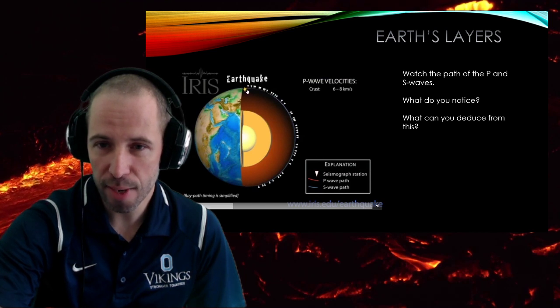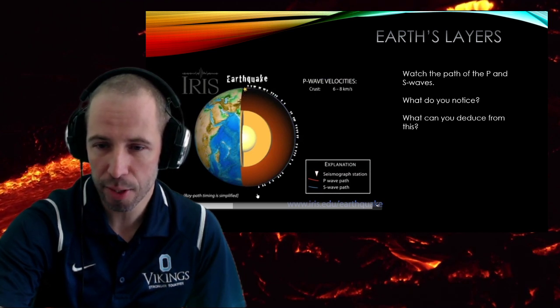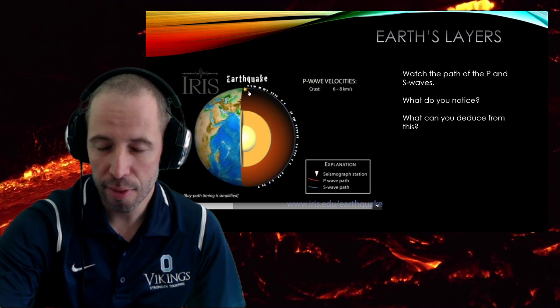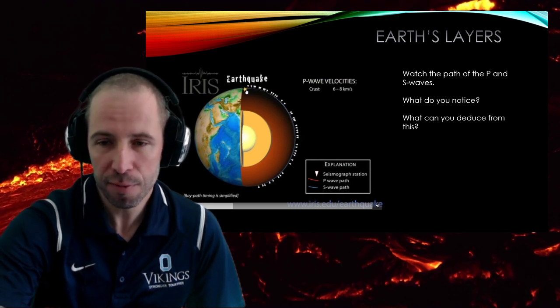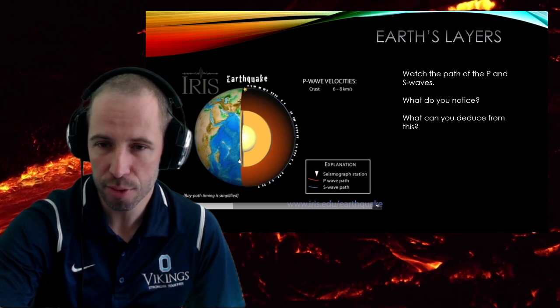So let's say we have our earthquake right here. We've got a whole bunch of places where we can record seismic data. The wave is going to travel around the surface. We're not worried about that one. We're worried about the different types of earthquake waves that'll go through the interior of the Earth all the way back to the other side here.